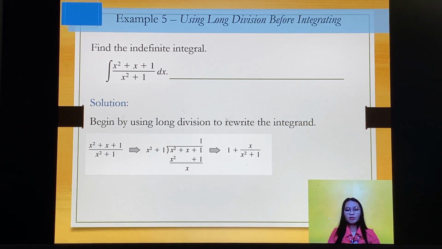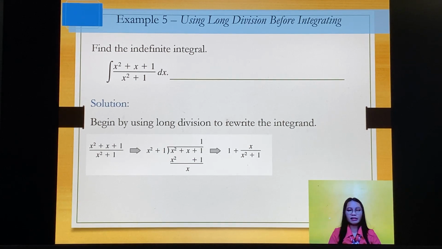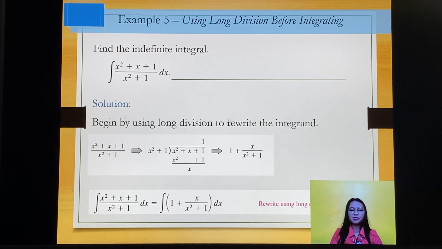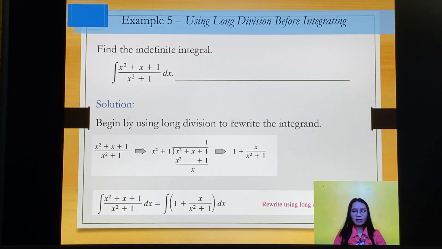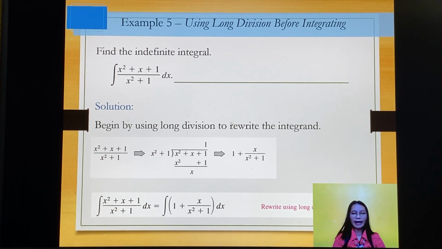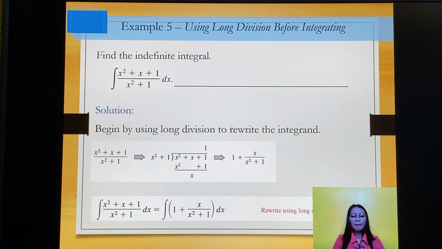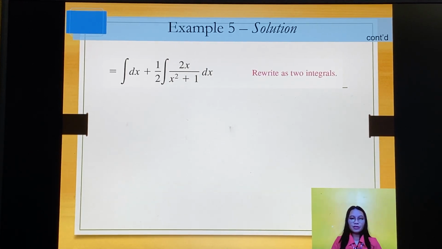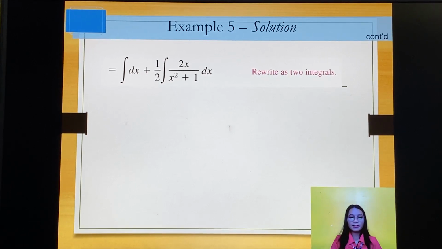For each part individually, the integral of 1 with respect to x is x plus a constant of integration. And for the second part, after applying the substitution and simplifying, the integral of x over x squared plus 1 with respect to x is equal to 1 half ln the absolute value of x squared plus 1 plus a constant of integration.